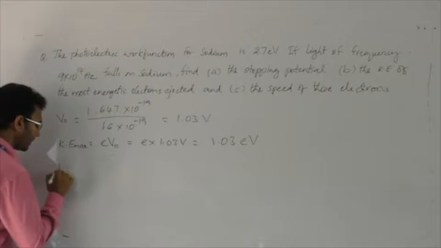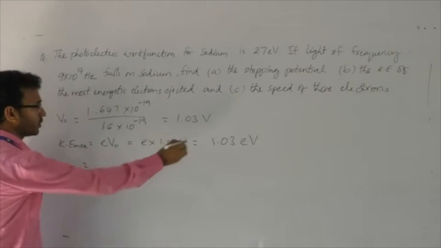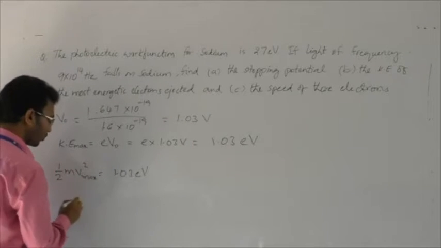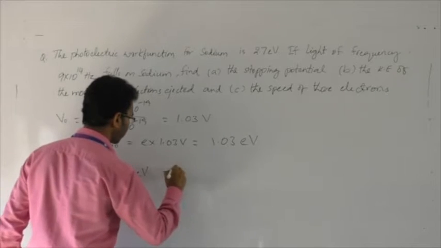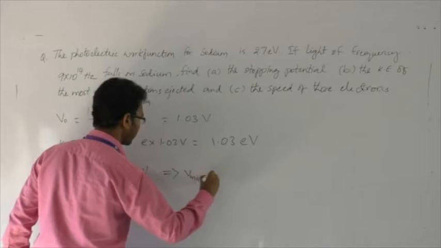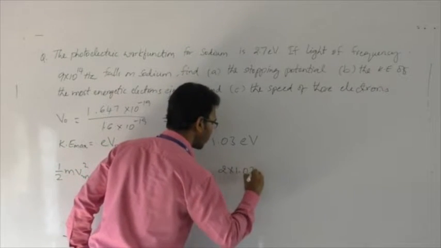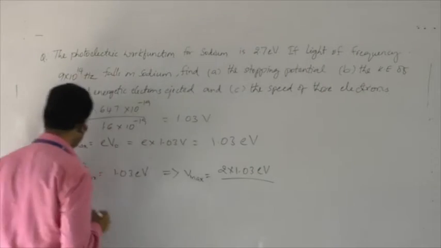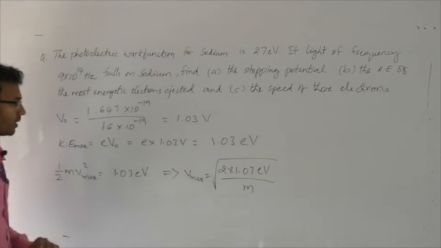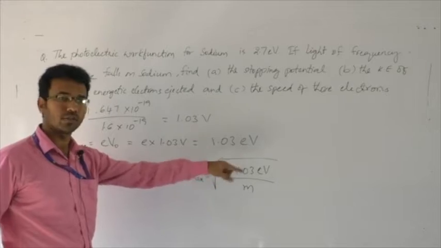So I'll write this as half m v max square equals 1.03 electron volt. This implies Vmax is under root of 2 into 1.03 electron volt divided by m, the mass of the electron. We know the mass of the electron. This electron volt, again we have to convert into joules.